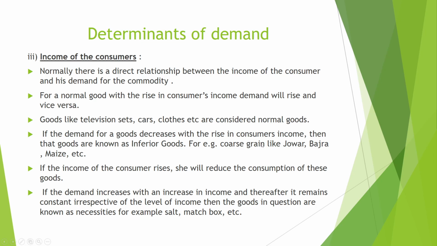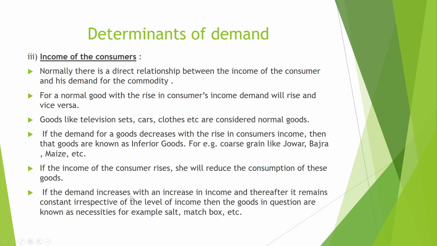So what happens if consumer income increases? These goods get less demand. If the income of the consumer rises, she will reduce the consumption of these goods. So she will eat alternate foods, or you can say alternate grains, the costlier ones rather than the cheaper ones.